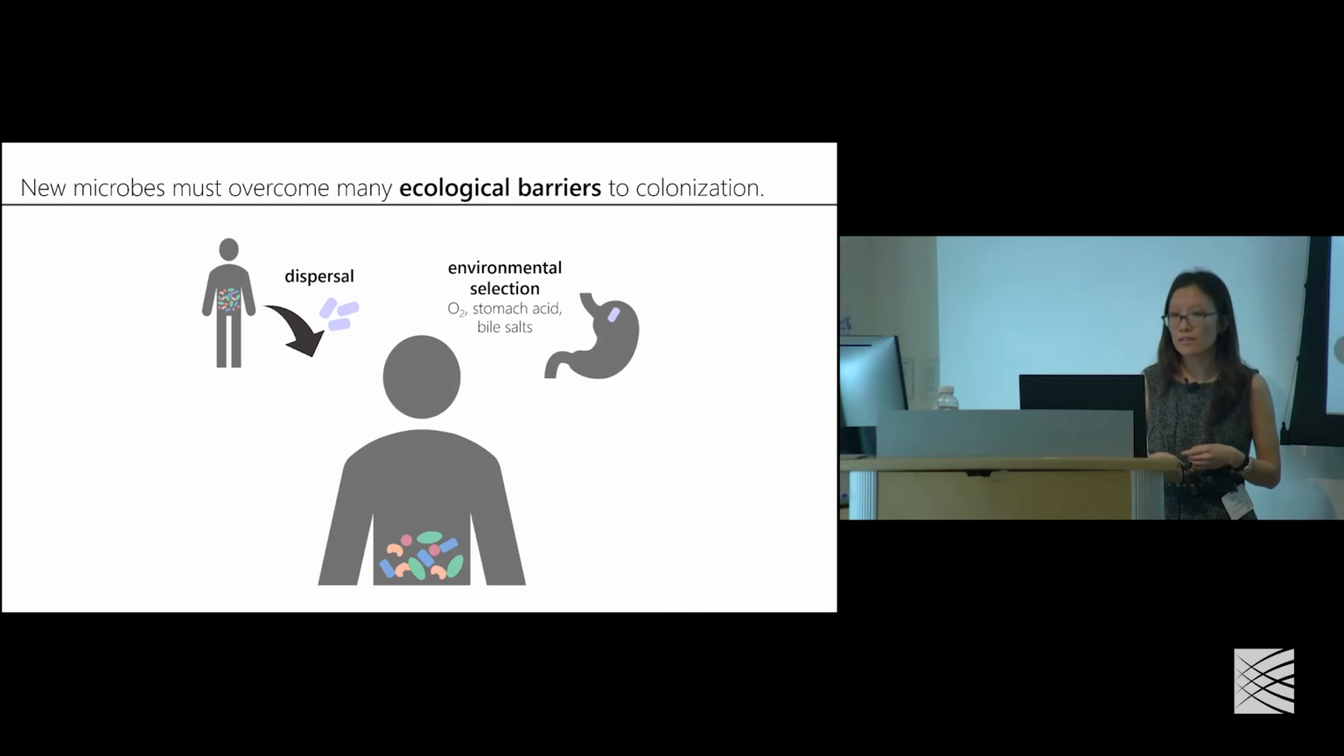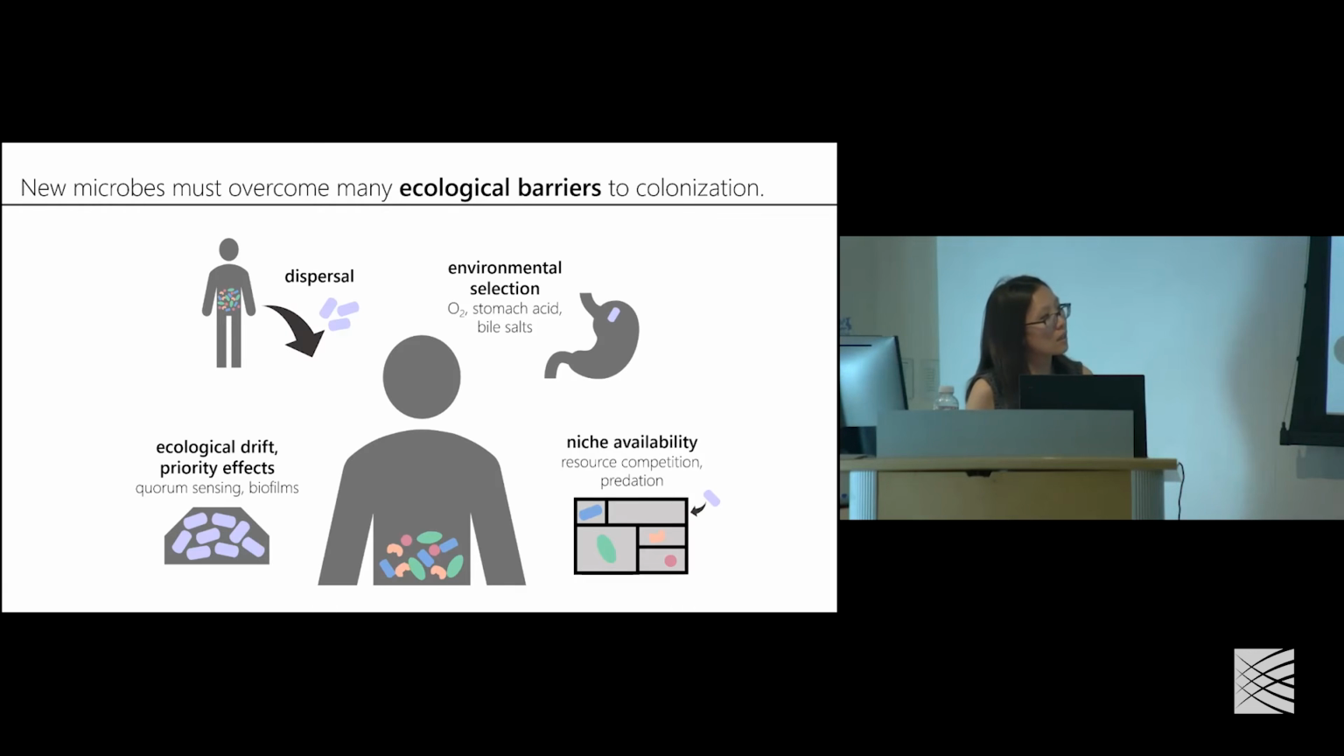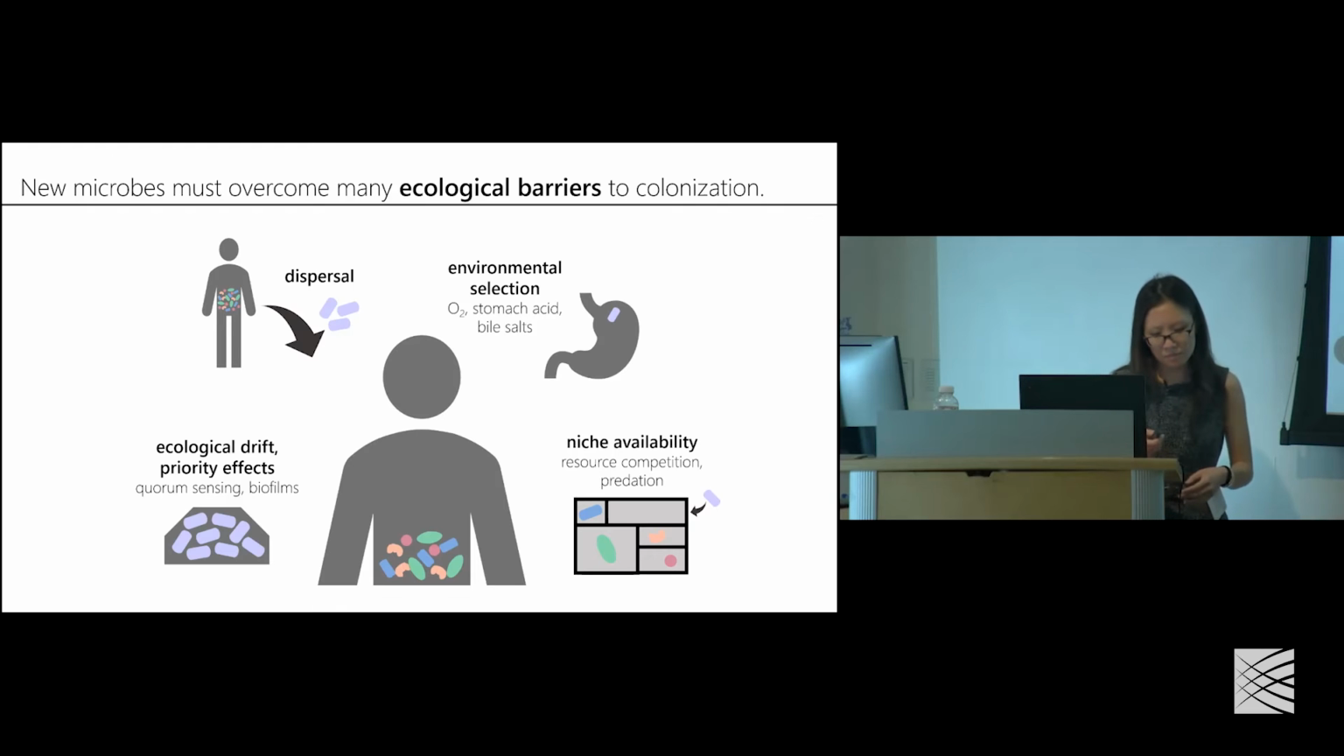Even after arriving in the gut, these species still face a lot of challenges in establishing viable populations. And so they're subject to ecological drift, and they have trouble forming social structures like biofilms that may increase their chance of survival. And then again, long-term, the survival of these species is going to depend a lot on niche availability and the ability of new species to compete for resources against existing residents.